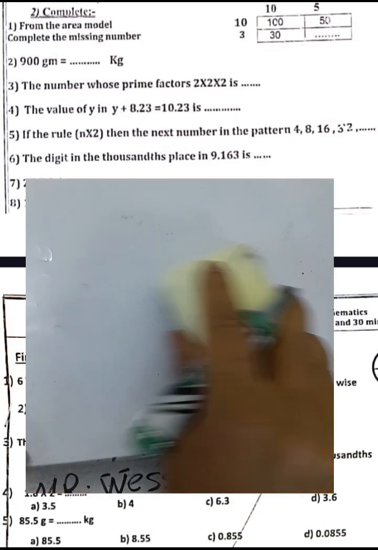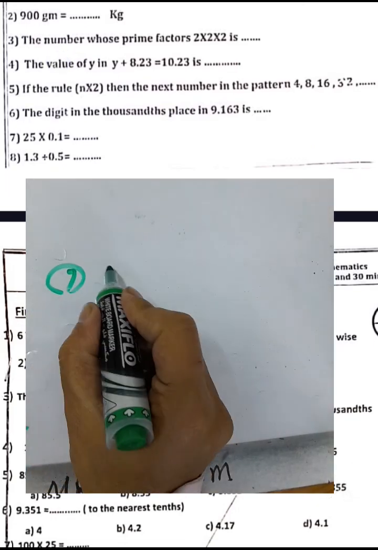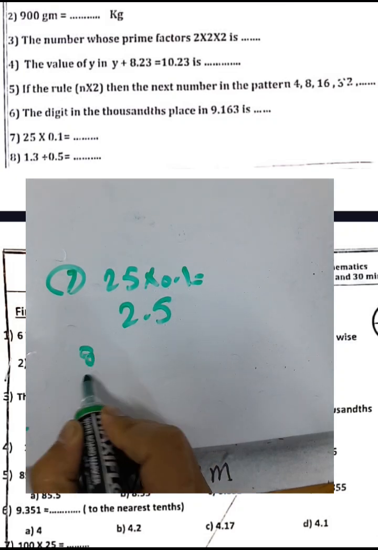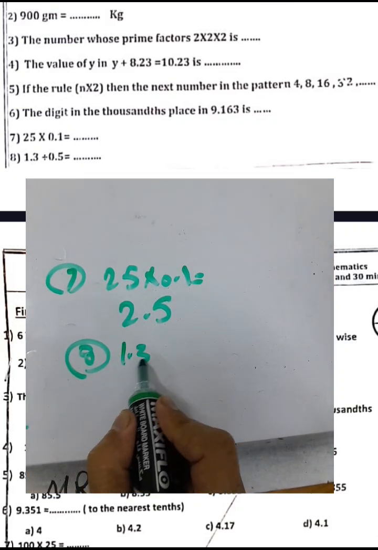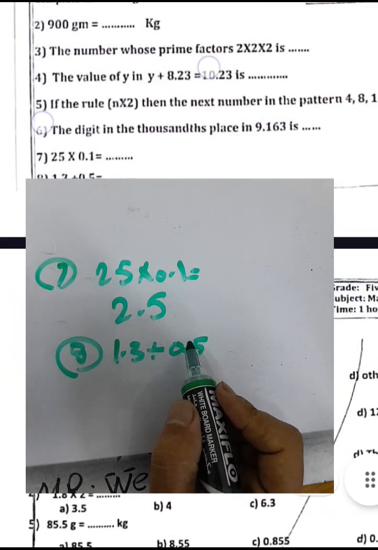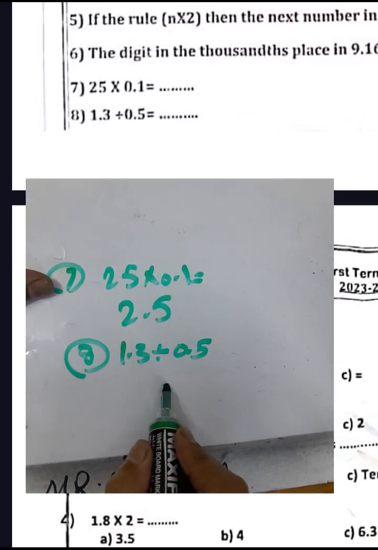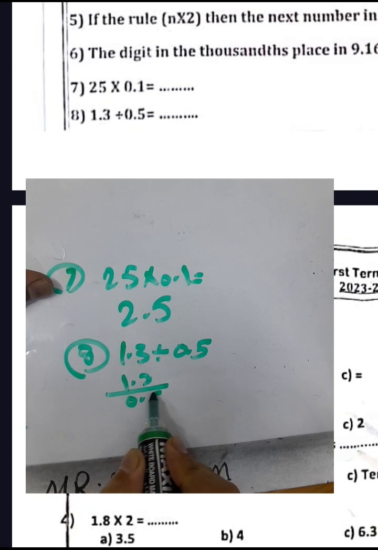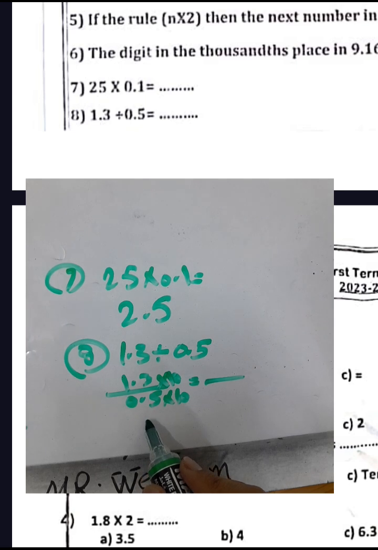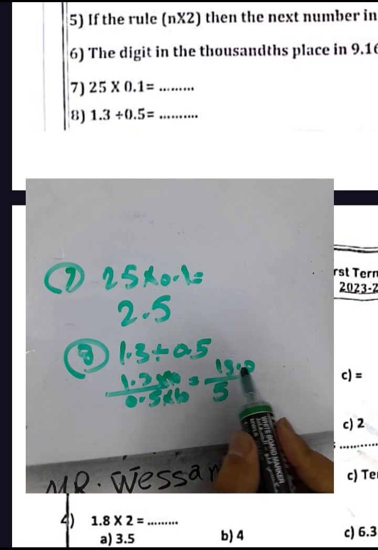Question 7. 25 times 1 tenth. You must move the point one place, 2.5. 1.3 divided by 0.5. We must convert the denominator. 1.3 over 0.5. We can cancel the 0 in the denominator by multiplying by 10. 0.5 times 10 will be 5, and we have 13. And then put the point and 0 again to find the result.